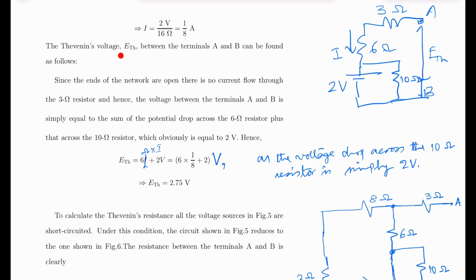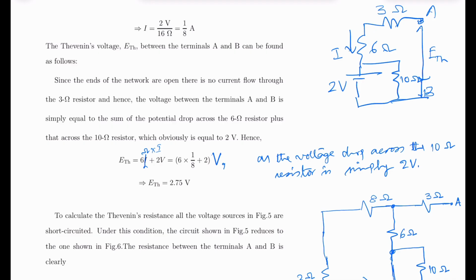The Thevenin's voltage ETH between the terminals A and B can be found as follows. How to find the Thevenin's voltage? We disconnect the load resistance from the output. So ETH is the voltage between the points A and B. And since the circuit is open, there is no current flow through the 3 ohm resistance. So voltage at the point A is the same as voltage at the point A dash.